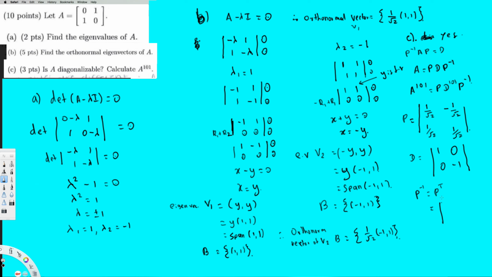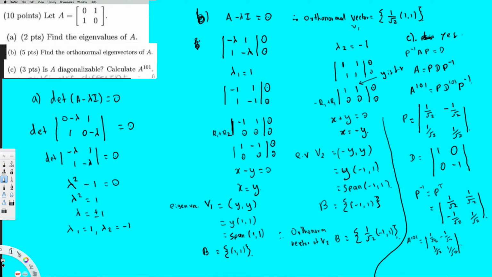So let's do this. If I transpose this one, what's going to happen? This is going to be 1 over root 2, minus 1 over root 2, and this is going to be 1 over root 2, and this is going to be 1 over root 2. And we have the P inverse right now. Now I can simply find the answer by plugging it in. So A to the power of 101 is equal to P, and P is going to be itself: 1 over root 2, minus 1 over root 2, 1 over root 2, 1 over root 2.